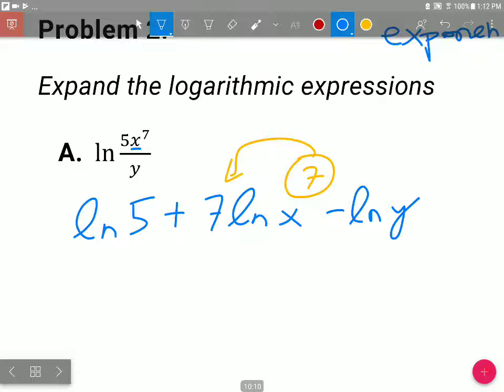Letter B, same idea. Now, one thing I will say, you notice how I did not change my base at all, those stayed the same? They have to stay the same. You cannot condense things at different bases. You cannot expand things into different bases. It has to be consistent, or it does not work.